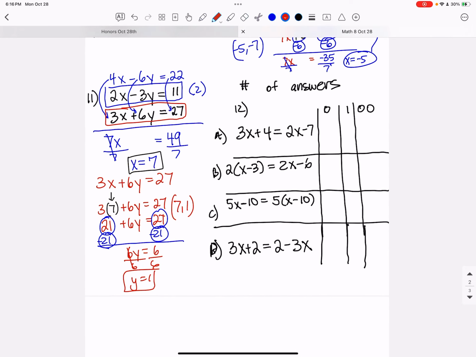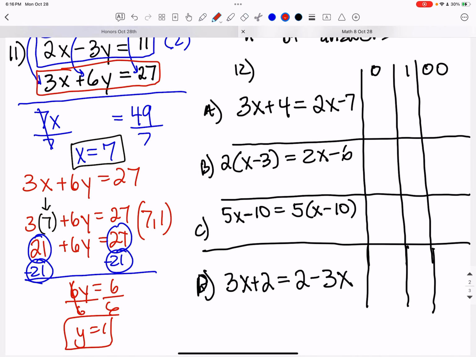And finally, this last one. Either the problem is going to be normal and have one answer, or be weird and be 0 or infinity. Let's see. It only gets weird if the x's go away. We have 3x on this side. We have 2x on that side. Nothing gets weird. They don't cancel out. This is a normal problem right in the middle.